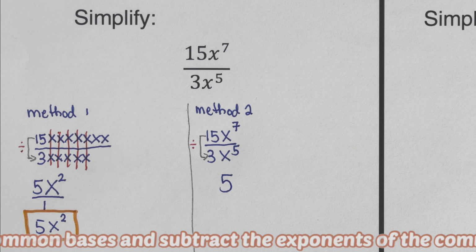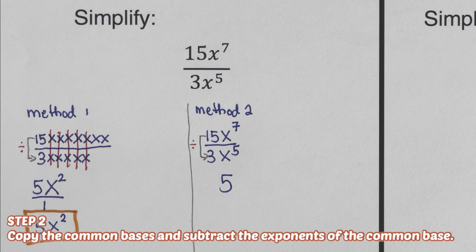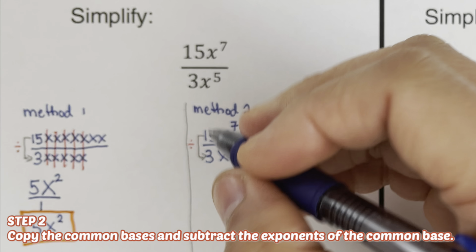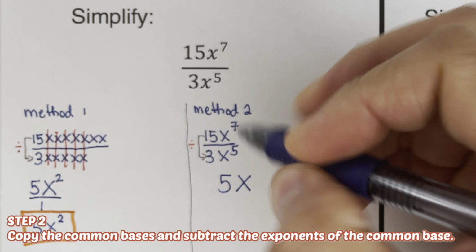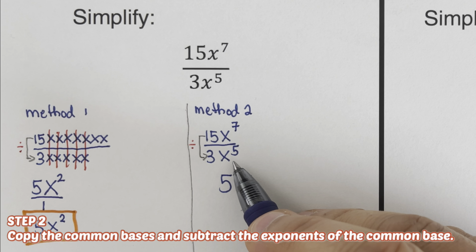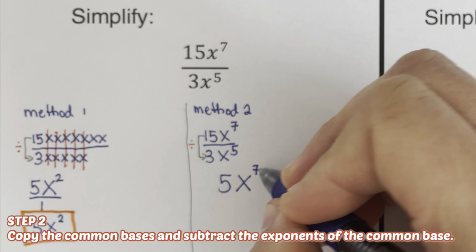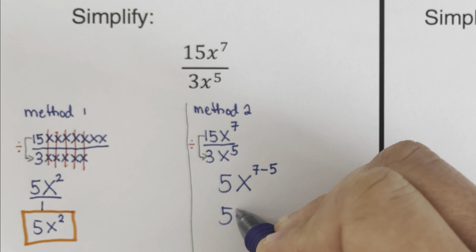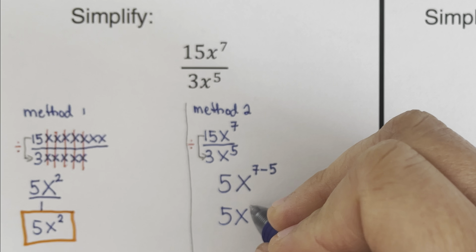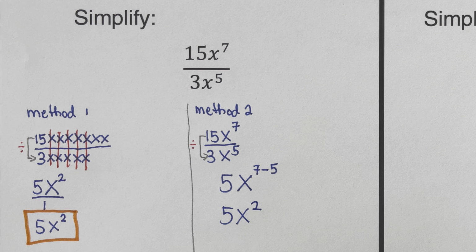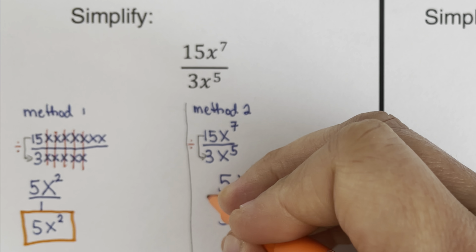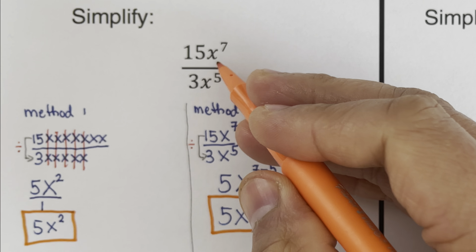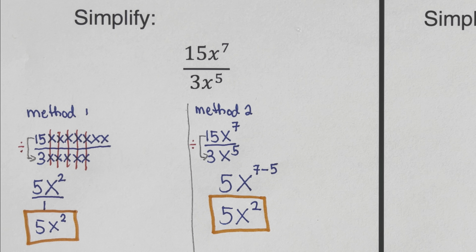And then the second step is to copy the common bases and subtract the exponents of the common base. The common base that we have here is x. So I can copy x and we are going to subtract their exponents. That would be 7 minus 5, so we can rewrite this as 5x. 7 minus 5 is 2, so I can keep that as 5x squared. This is again the simplified version of this expression using method 2. As you can see, both methods give the same answer.